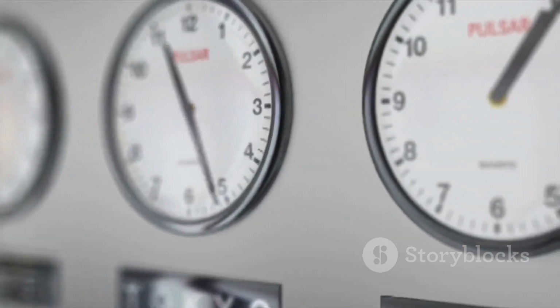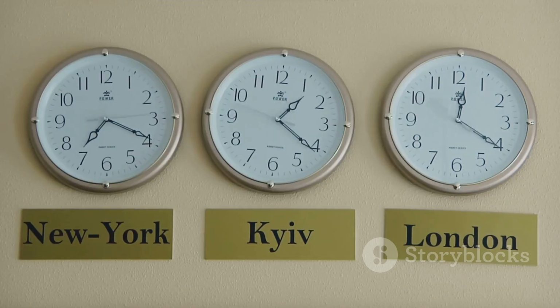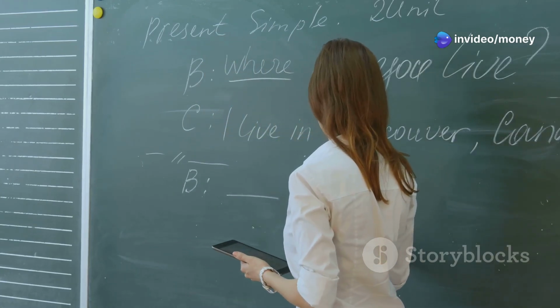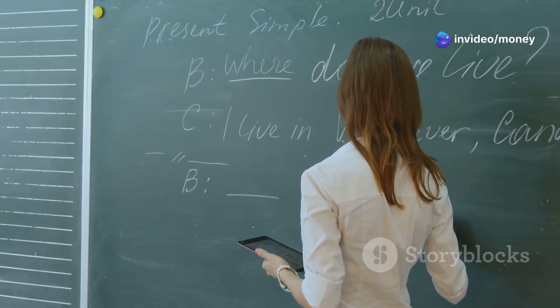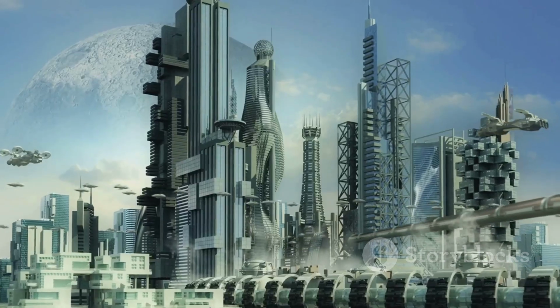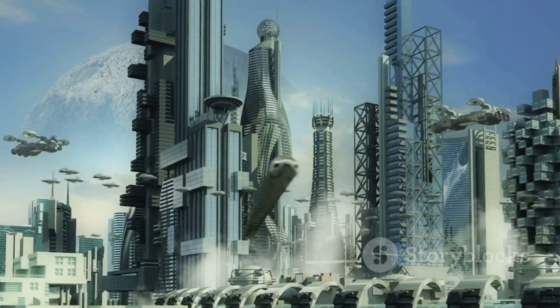In English, there are three main tenses. These are the past, the present, and the future. The present tense tells us about things happening now, or things that are generally true. The past tense tells us about things that have already happened. The future tense tells us about things that will happen later.